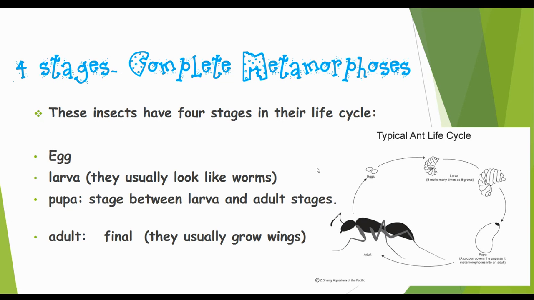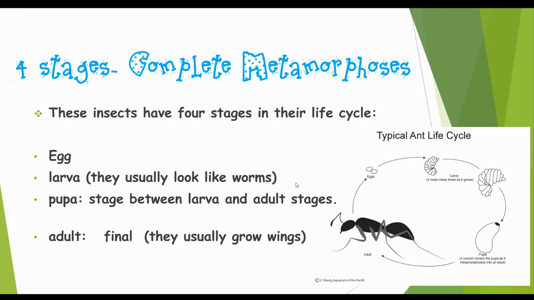So, for example, this animal is the ant life cycle. So, as you notice, there is a huge difference from the egg all the way around to the adult. So, this is a complete metamorphosis because, again, you see a completely different insect or animal at the end. From the baby all the way to the adult, you see a complete difference. So these insects have 4 stages in their life cycle.